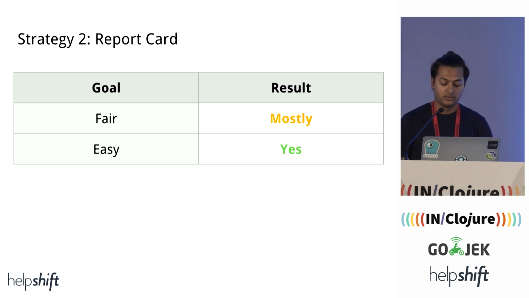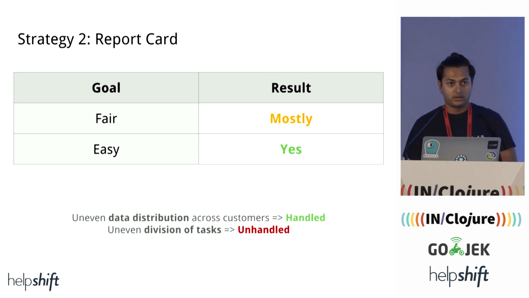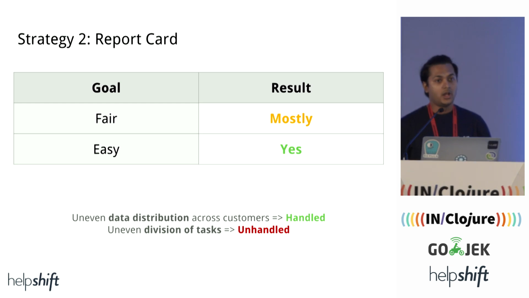It's still easy to use, but we are missing something here. And what we are missing is that although the uneven distribution of data across our customers is handled by splitting it into parts, the way we are dividing the task is itself not uniform. So some months have more data, some months have less data, and that can affect the performance of the job.